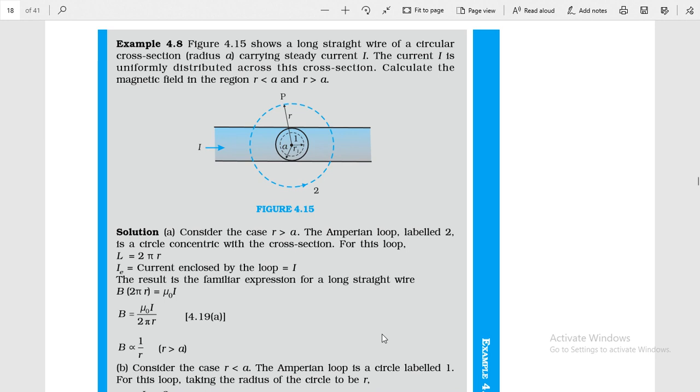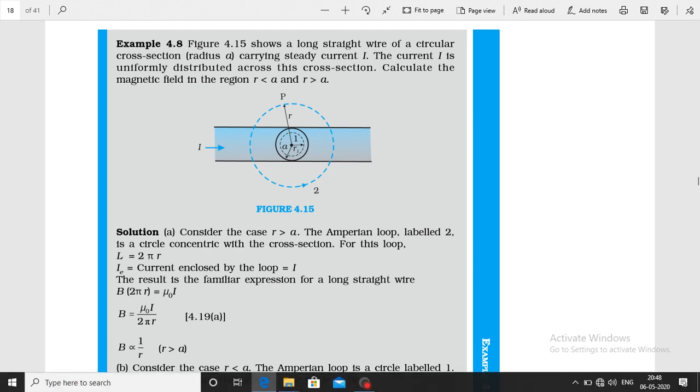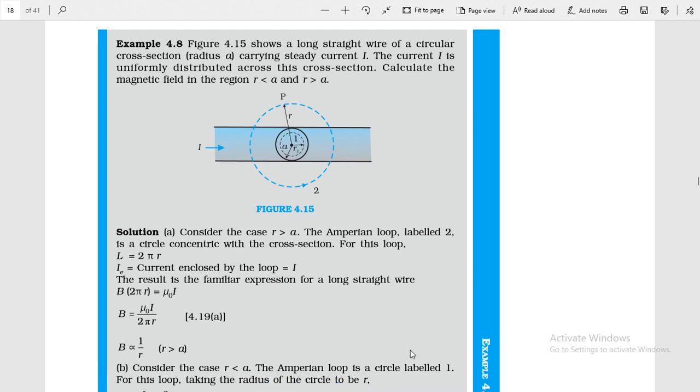Students, yesterday we completed Ampere's circuital law. I hope you revised that topic. If not, please revise Ampere's circuital law first, because this one is an application of Ampere's circuital law. We are going to use it to solve this example.